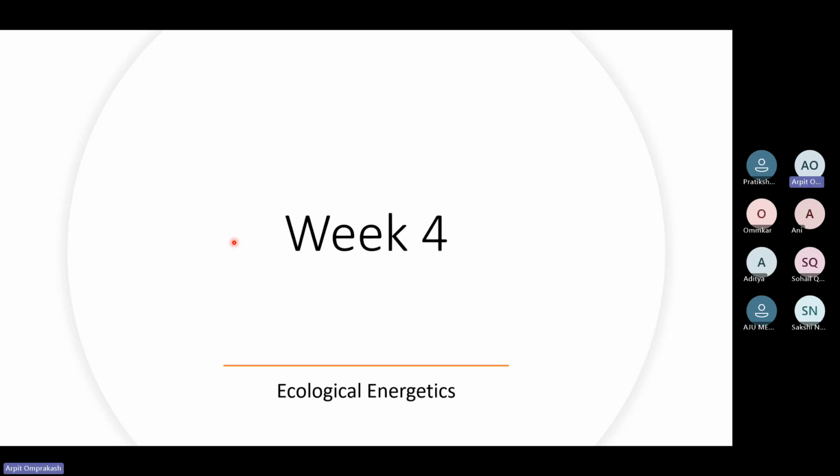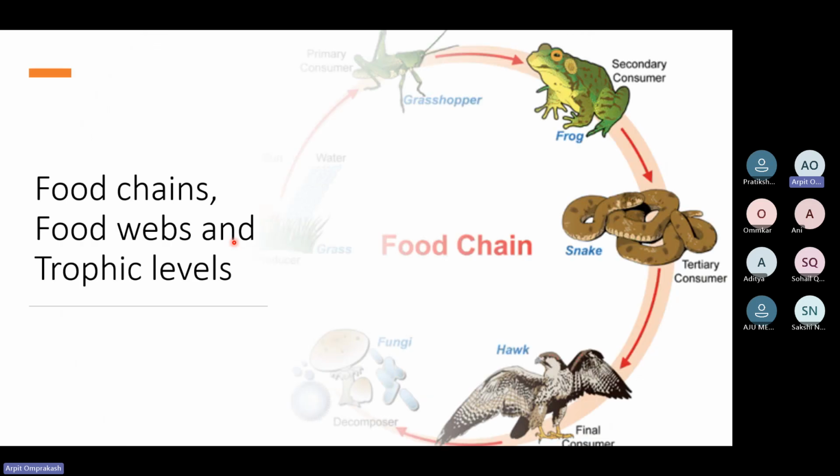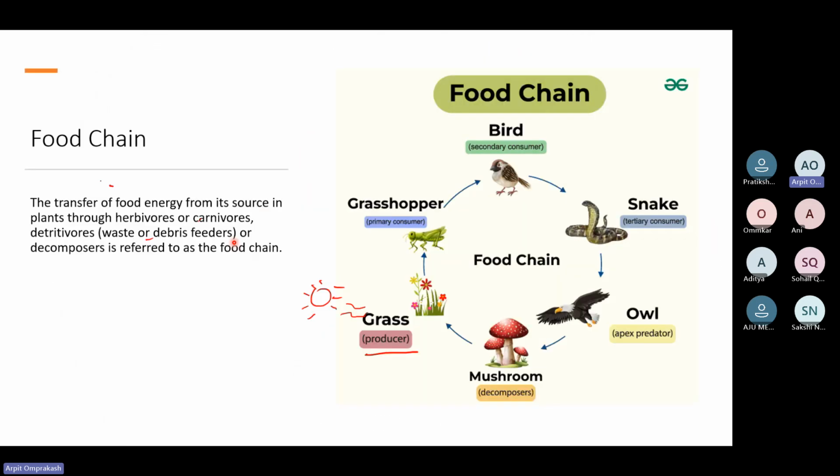Okay. In week 4, we talked about ecological energetics, where we discussed food chains, food webs, and trophic levels. A food chain is a chain where one organism is eating another, and so on, and food energy is transferred from the source, which is autotrophs or chemoautotrophs, to decomposers.